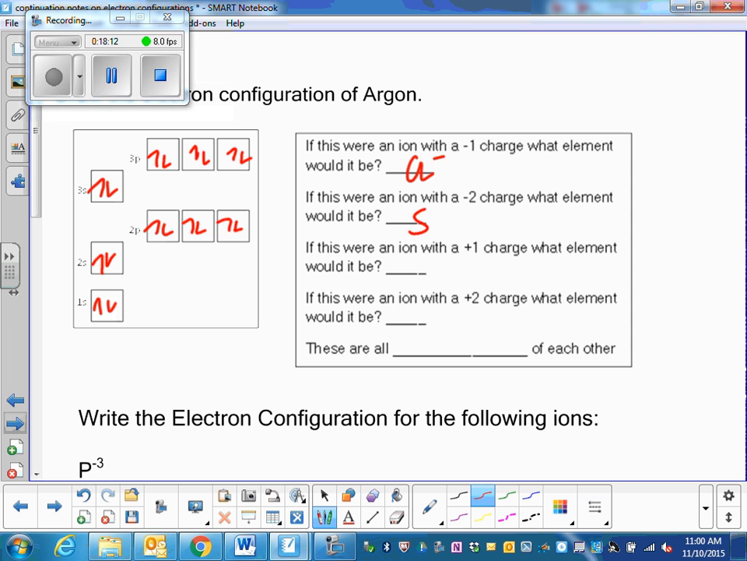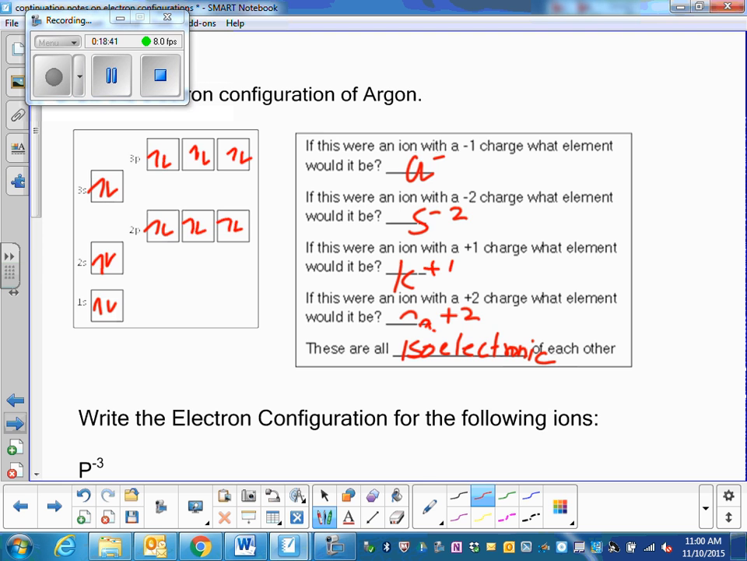S minus 2 will be the one. K plus will be the one with a positive 1 charge. Ca plus 2 will be the element that will lose 2 electrons and still have 18 electrons. All these are isoelectronic. It's a single word actually. If you see the word isoelectronic of each other, you should not get puzzled. What is the word? What does it mean?